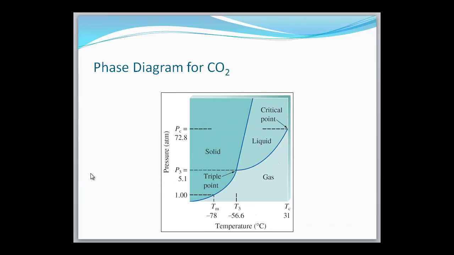What we have here is just another phase diagram, but this one happens to be for carbon dioxide. As you can see with carbon dioxide, you go from the solid phase right into the gas phase at normal atmospheric pressure. In other words, to get liquid carbon dioxide, you have to increase the pressure of the system substantially.